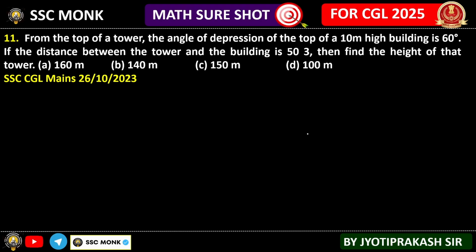Okay. Now, from the top of the tower, the angle of depression of the top of a 10-meter high building is 60 degrees. If the distance between the tower and the building is 50 root 3, then find the height of the tower. Now understand, this is a tower. From this tower, the angle of depression of the top of the 10-meter high building is 60 degrees. That means this angle is equal to 60 degrees. Clear? The distance between the tower and building is 50 root 3, so this distance is equal to 50 root 3, and this distance is also equal to 50 root 3. Find the height of the tower.